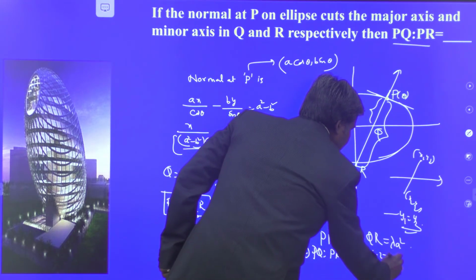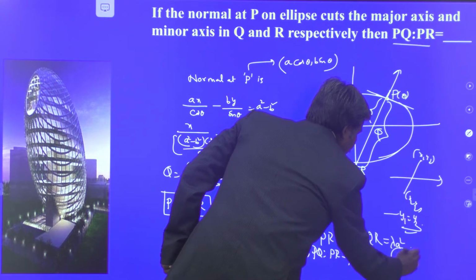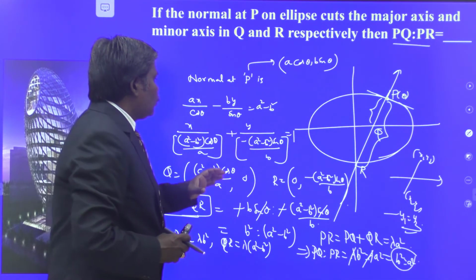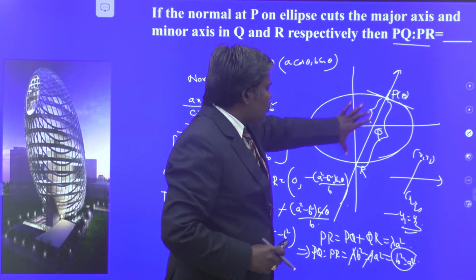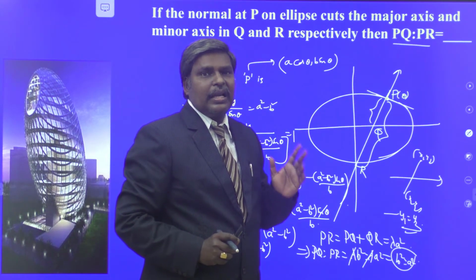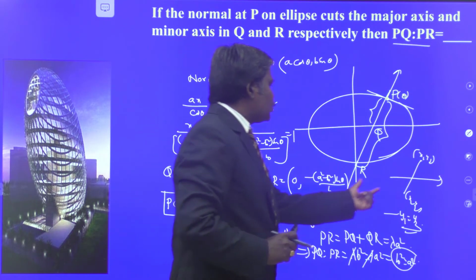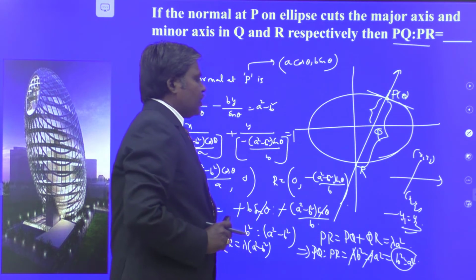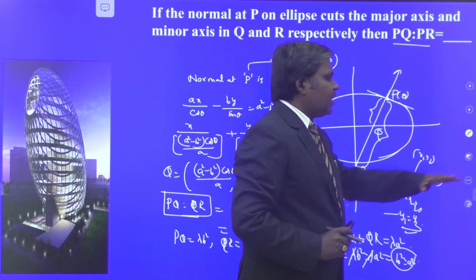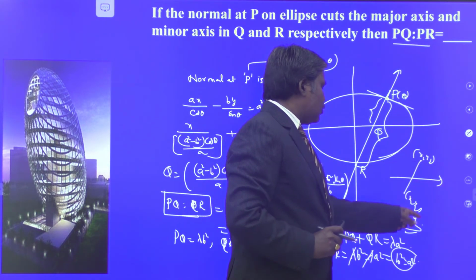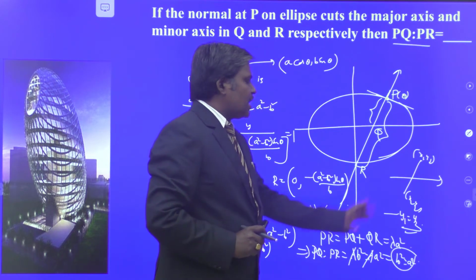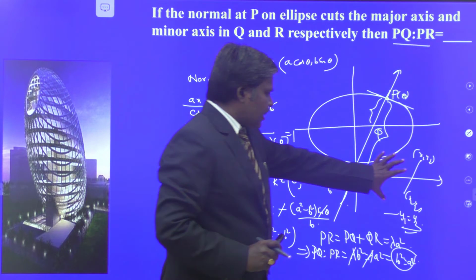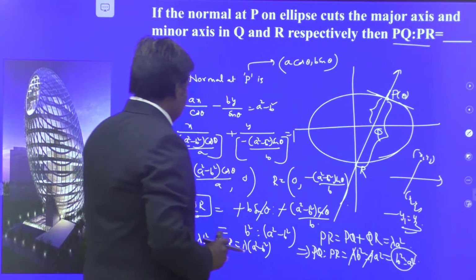Lambda gets cancelled. That is nothing but b square is to a square. So, in this manner we can crack this one. No need to find the distances PQ and PR like that. That is the lengthy process for you. So, you just use this concept. The line segment joining x1, y1 and x2, y2 is divided by the x-axis in the ratio minus y1 is to y2. In the same manner for the y-axis it is what? Minus x1 is to x2. Once you get this thought, you can easily crack this one.